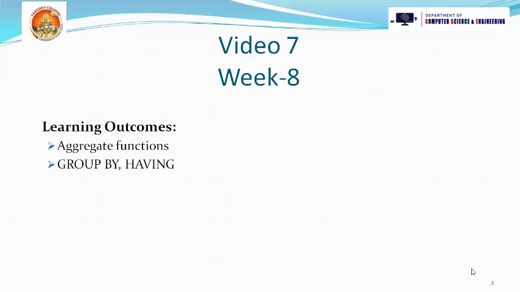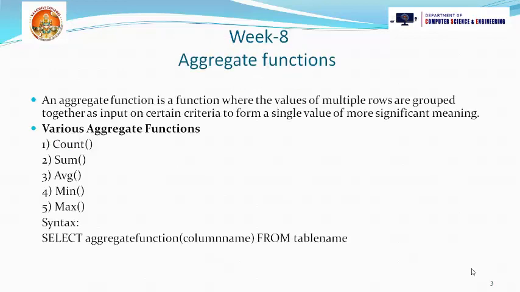In this session, we are going to discuss the aggregate functions and group by with having clause. So first topic is aggregate functions. An aggregate function is a function that performs calculation on a set of values and returns a single value. These aggregate functions are also called group functions. The various aggregate functions are count, sum, average, min and max. The syntax for an aggregate function is select aggregate function of column name from table name.